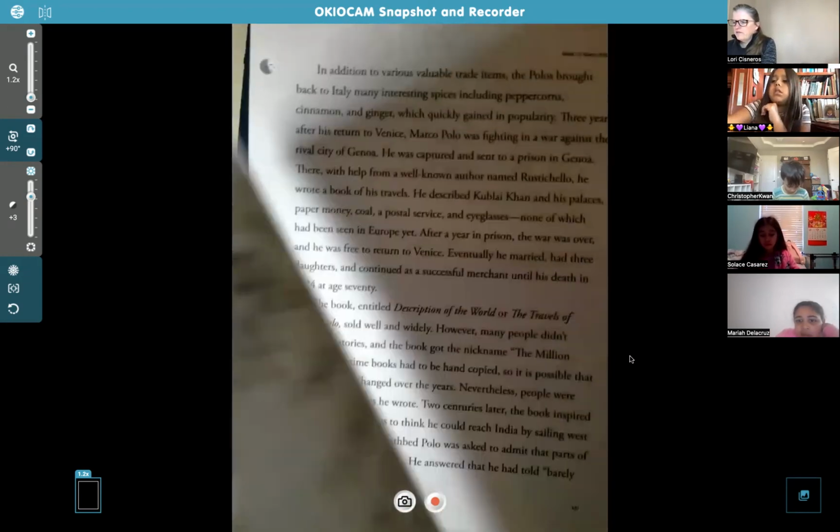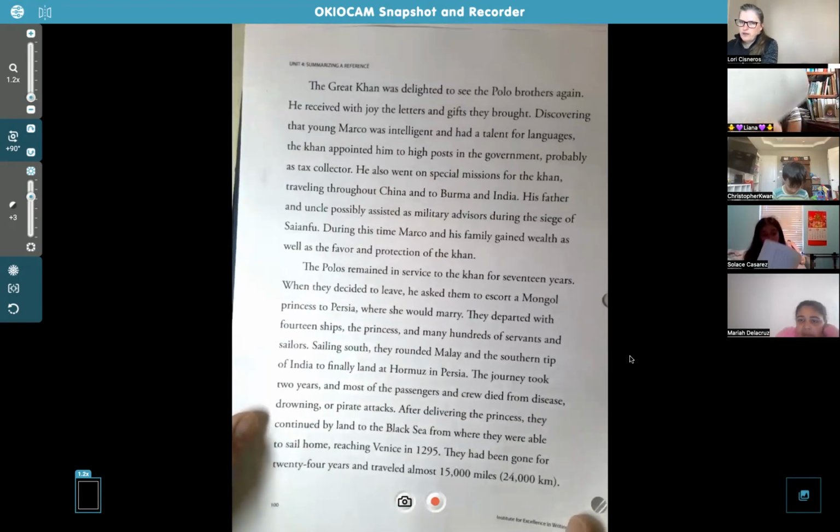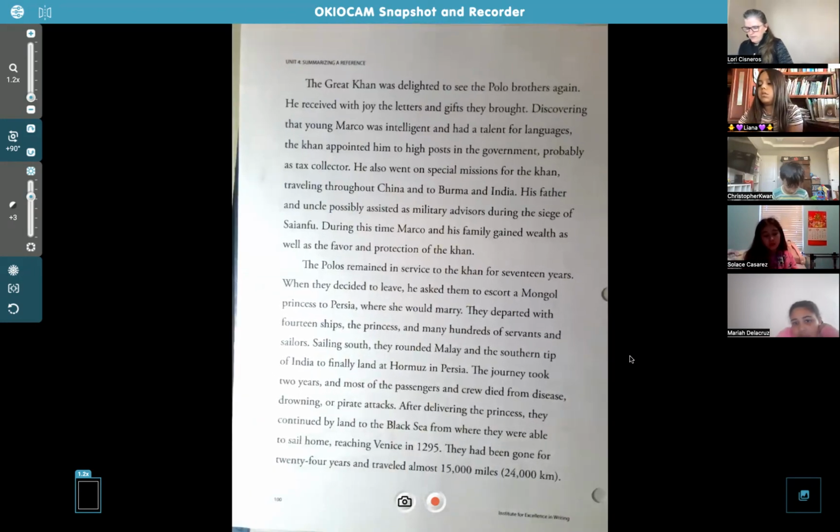Let's go to the back of that page. This is a long article, by the way, so it's going to take a little bit to get through each paragraph here. I'm going to keep going, but you guys keep underlining.